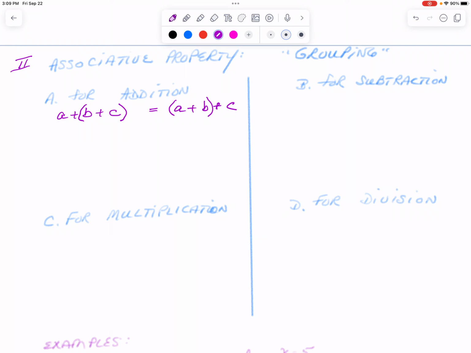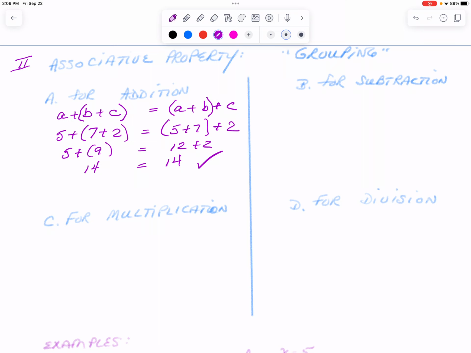So an example, let's just throw some numbers down here. So 5 plus 7 plus 2, that's 5 plus 9, which is 14. Is that the same thing as 5 plus 7 plus 2, again keeping the same order, grouping it differently? And the answer is yes. So the associative property for addition, that's an example of it.